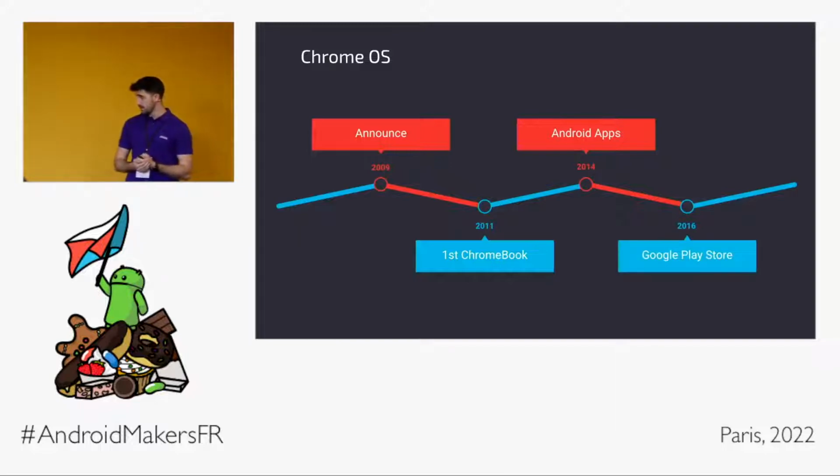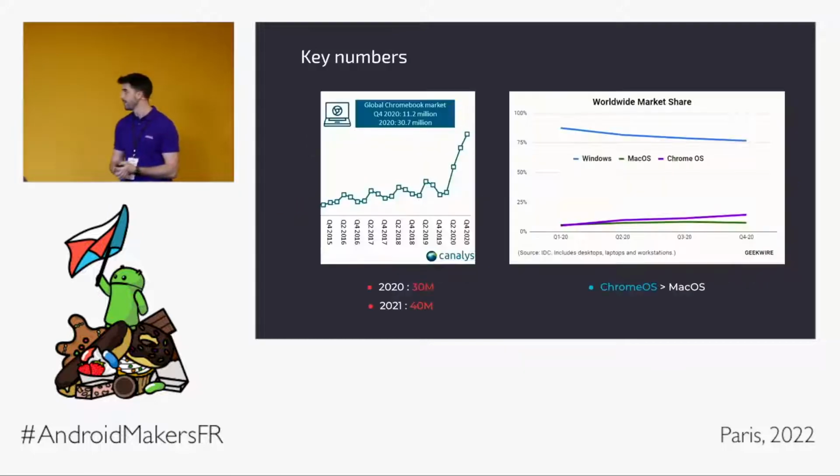And since 2016, the Google Play Store is available. That is to say that if you have an Android app on the Google Play Store, all the Chrome OS users will be able to download your app and try it.